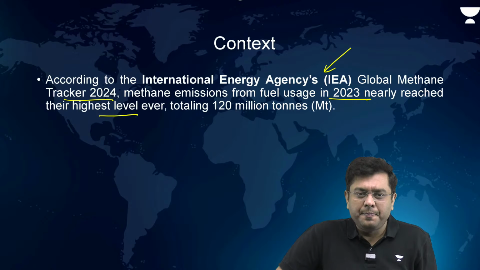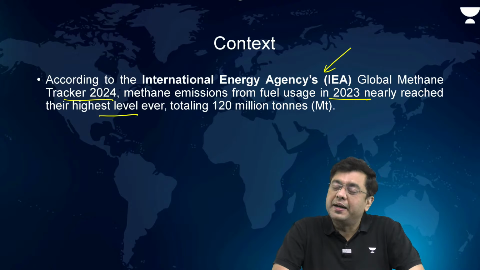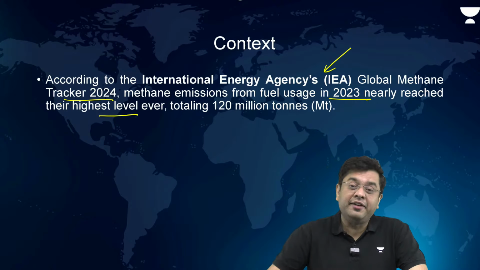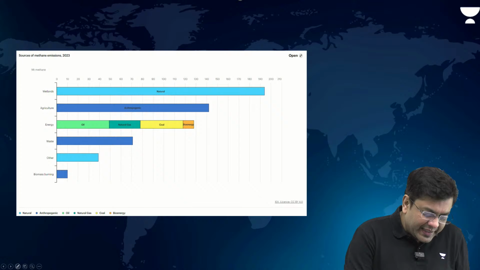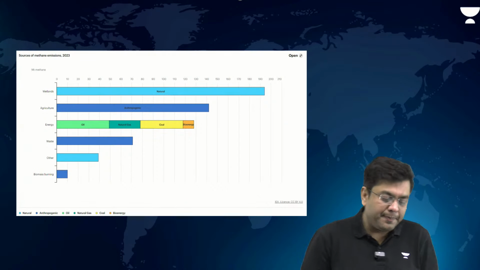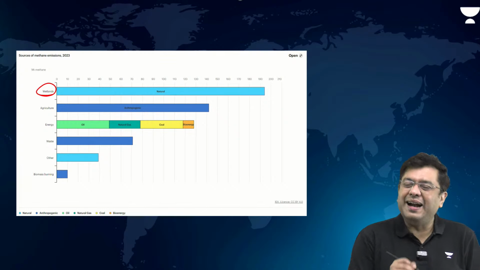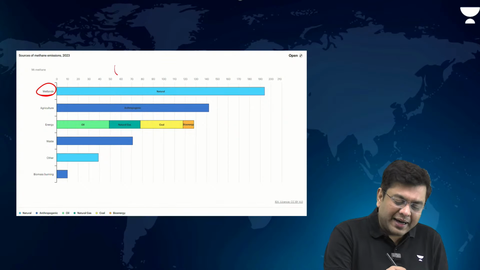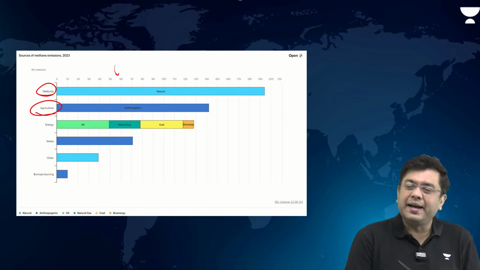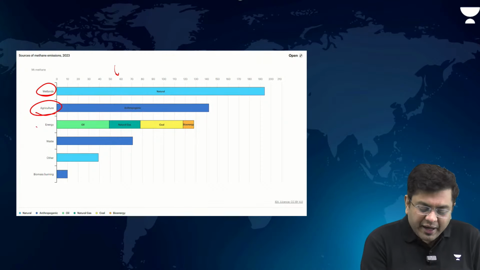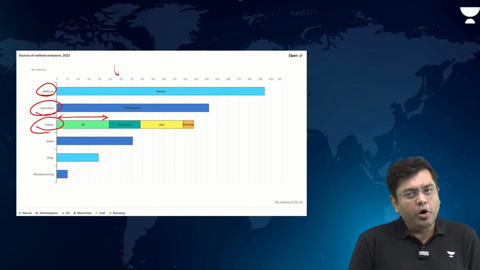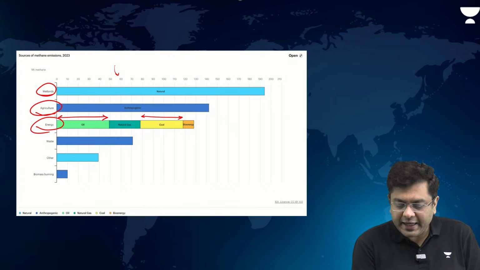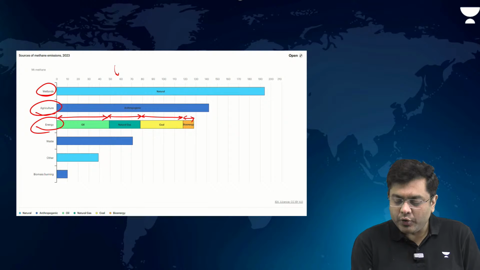Very good, Vishal. In terms of anthropogenic sources, it is agriculture, but other than that, you have wetlands. Wetlands become a very large source of emission. So here are the sources of methane emission for the year 2023. You will observe wetlands have the maximum amount of emission, followed by the agriculture sector. Then you have energy. Within energy, the proportion of oil is more. Then you have coal, then natural gas, and then bioenergy.